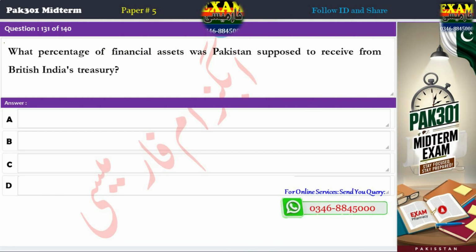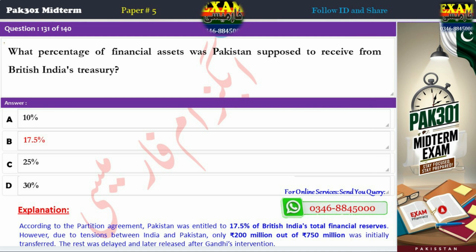Question 131. What percentage of financial assets was Pakistan supposed to receive from British India's treasury? A. 10%. B. 17.5%. C. 25%. D. 30%. Correct answer. B. 17.5%. Explanation. According to the partition agreement, Pakistan was entitled to 17.5% of British India's total financial reserves. However, due to tensions between India and Pakistan, only 200 million rupees out of 750 million rupees was initially transferred. The rest was delayed and later released after Gandhi's intervention.